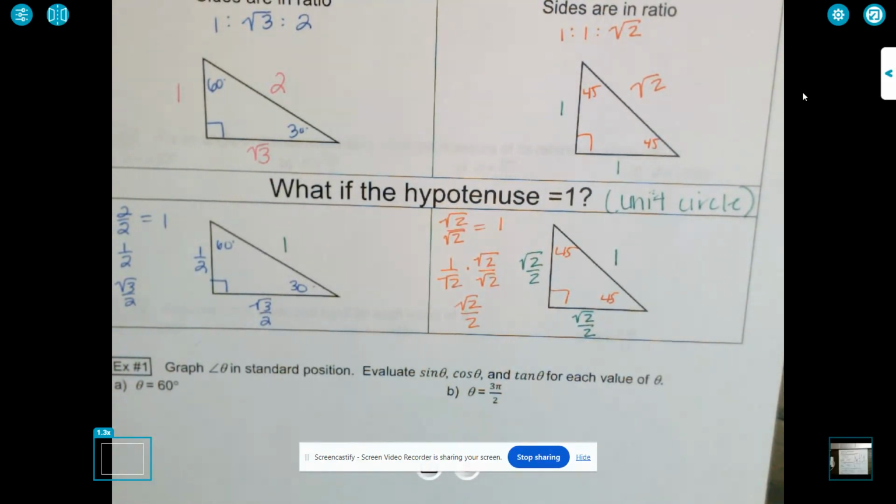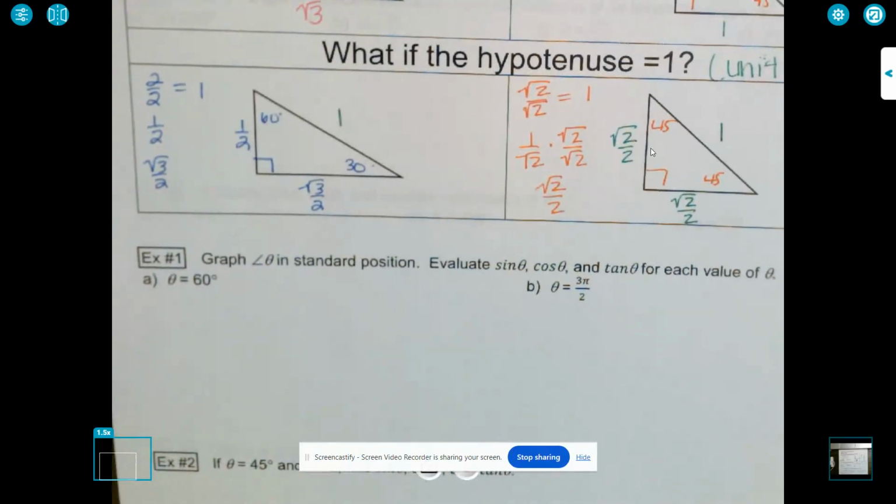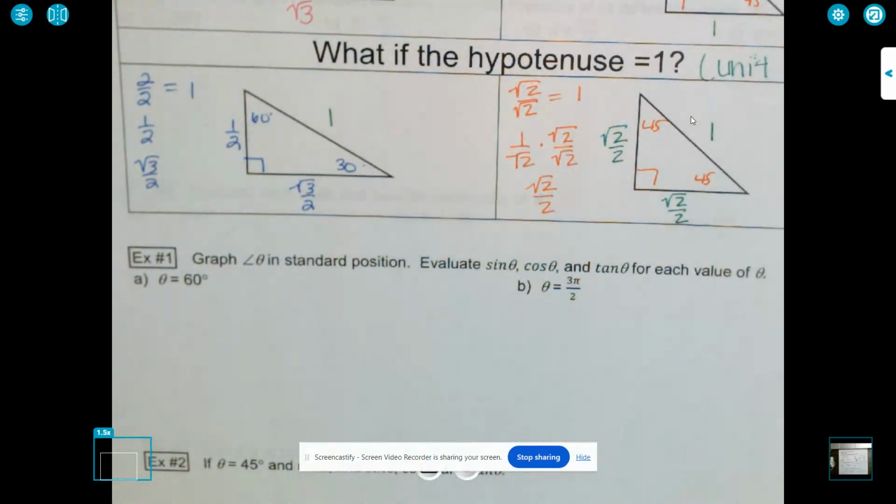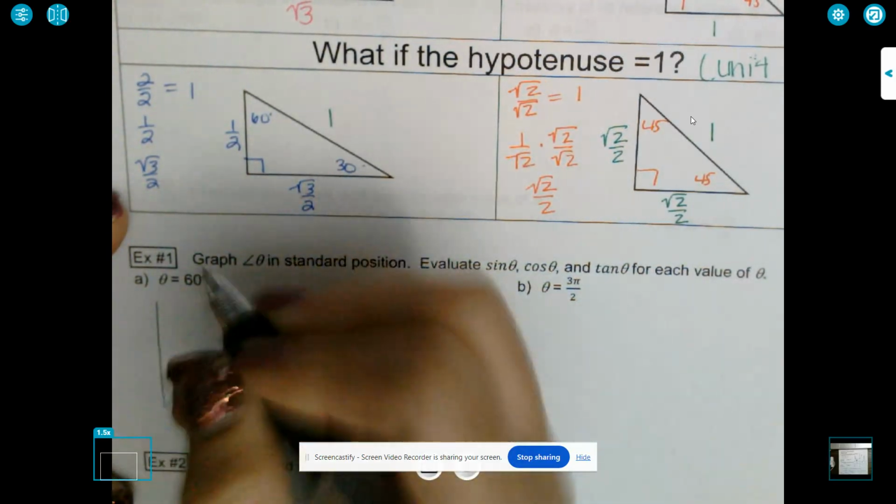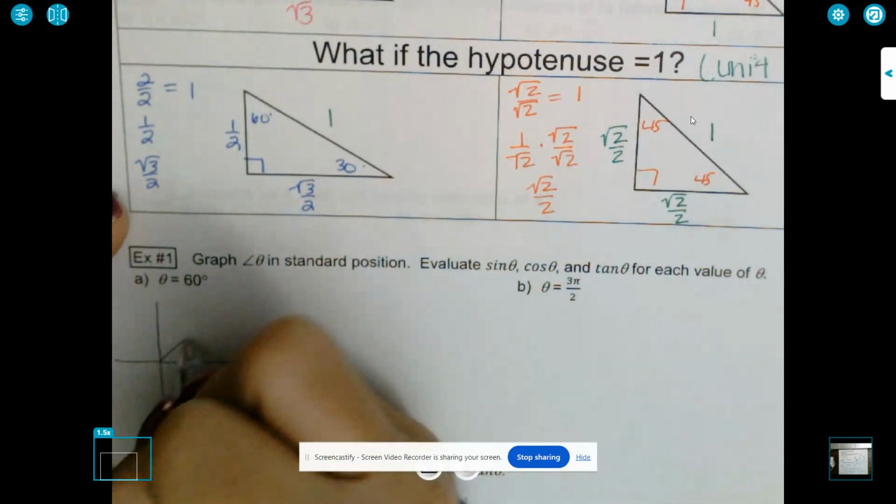All right, so we are going to walk through example number 1, and we'll talk about how this relates to the unit circle. And like I said, I'll run a printout here in a minute and fill it in with y'all. So we have all that done. Okay. All right. So graph theta in standard position and evaluate sine, cosine, and tangent for each value of theta. All right. So 60 degrees. We know 60 degrees in standard position is in quadrant 1.